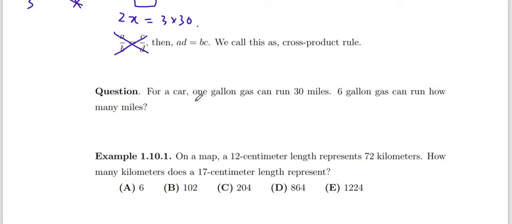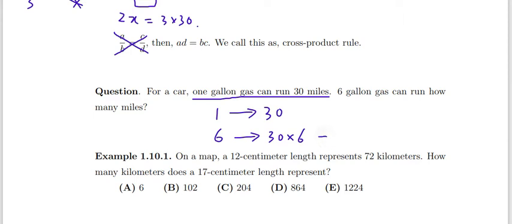Let's say 1 gallon of gas can run 30 miles. So 1 gallon is related to 30 miles. So how about 6 gallons? We multiply from 1 to 6, multiply by 6. Then from 30 we also multiply by 6. So 30 also needs to multiply by 6, right? So it equals 180 miles. Okay.